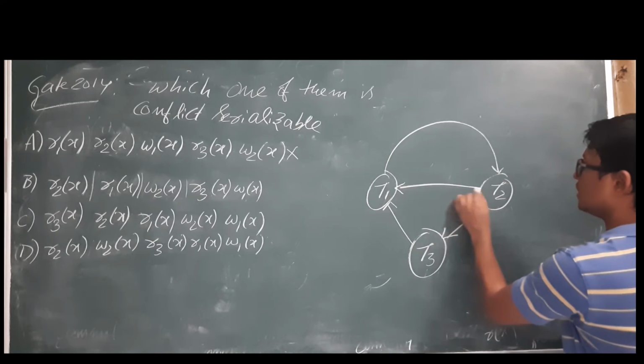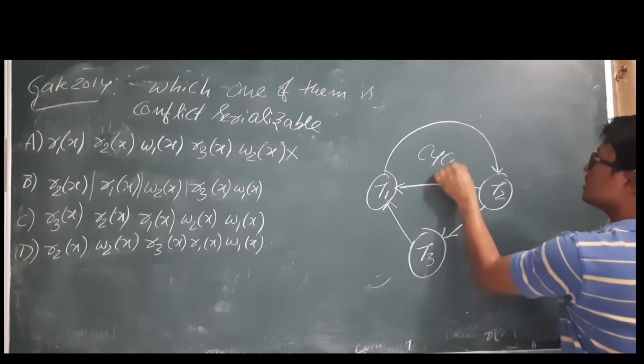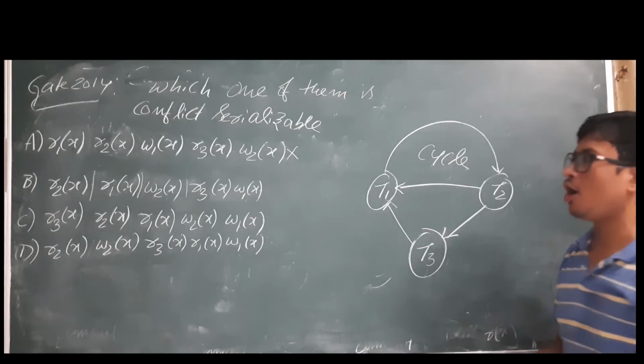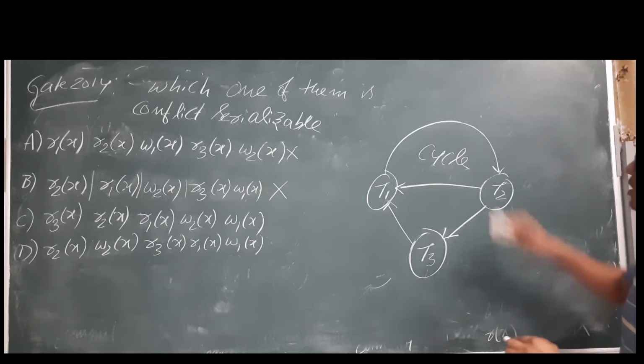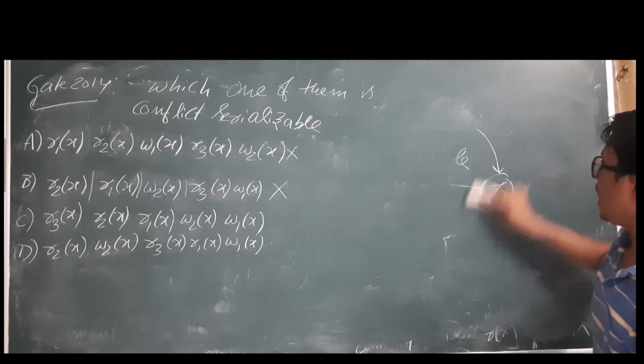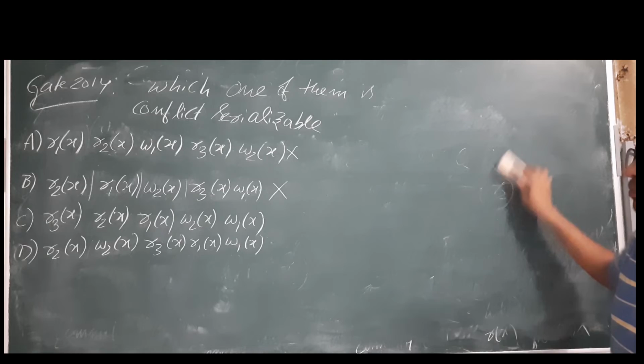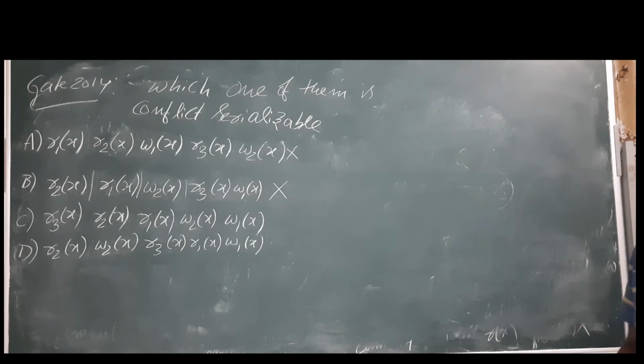As there is a cycle, I can say that option B is also not the right one, it is not conflict serializable. So we have checked option A and option B and both are not right. We will see option C.